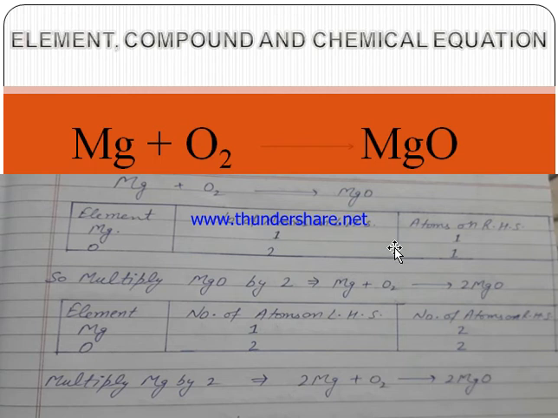Now to balance the oxygen atoms, multiply MgO by 2. The equation will become Mg plus O2 will form 2 MgO. Now the element Mg on reactant side is 1 but on product side is 2. Oxygens are balanced. Now to balance the magnesium, multiply magnesium by 2 and the equation gets balanced, that is 2 Mg plus O2 will form 2 MgO. So this is the easiest method to balance the equation.